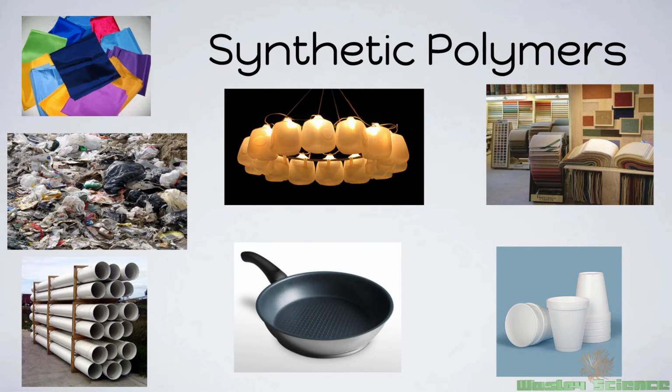If you look over here, these are synthetic polymers. So you have things like the Teflon from a frying pan, PVC, you have nylon on the top left, you have carpeting, okay, you have your plastic bags. You have your styrofoam. So all these things that you see on this page are made from crude oil. This is made from oil. This is stuff that we have to get from oil.